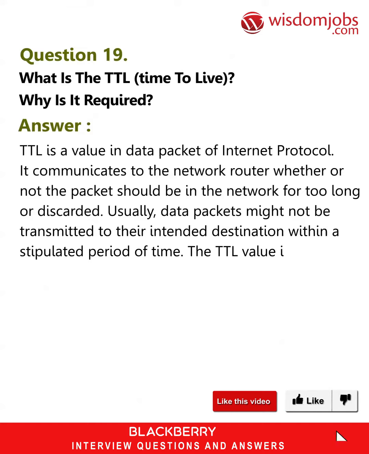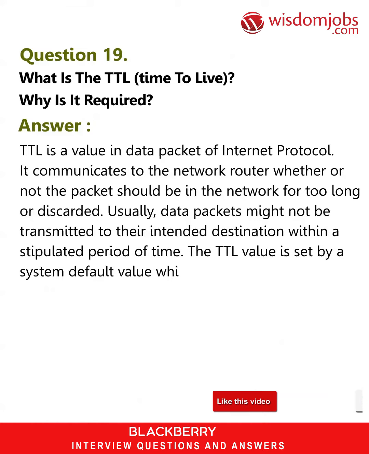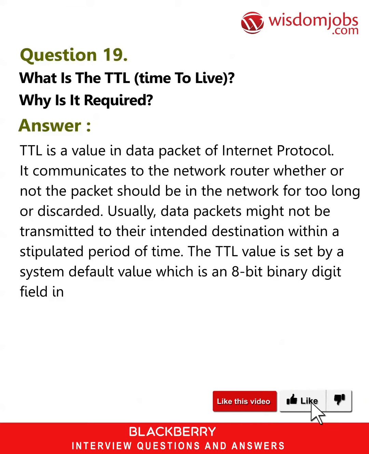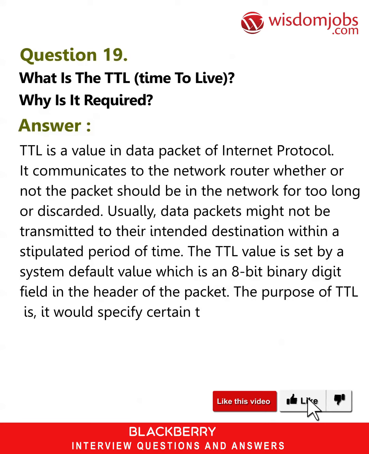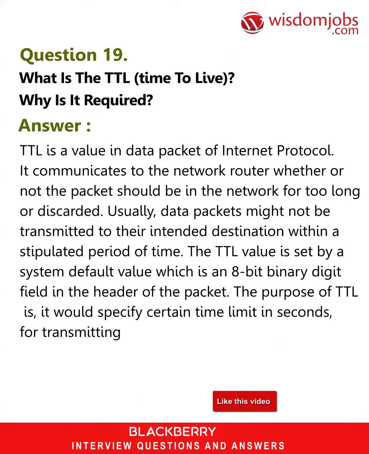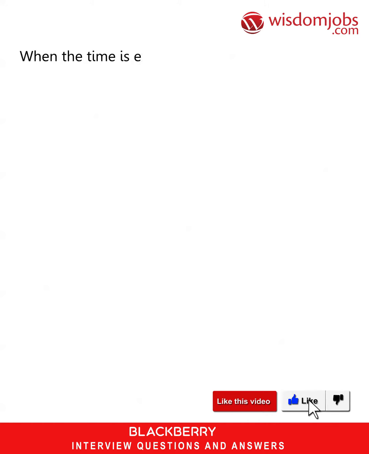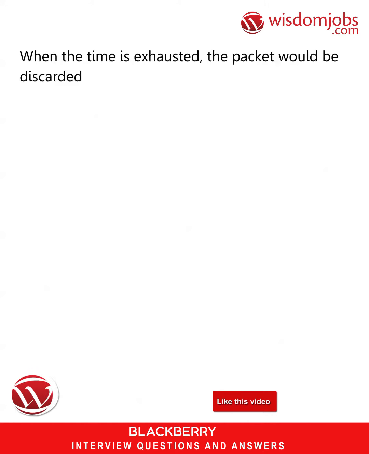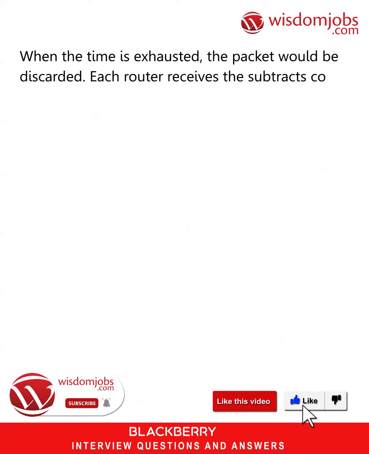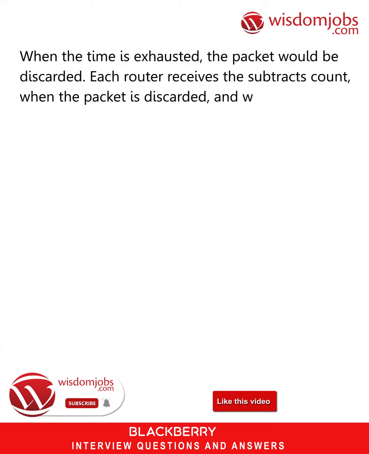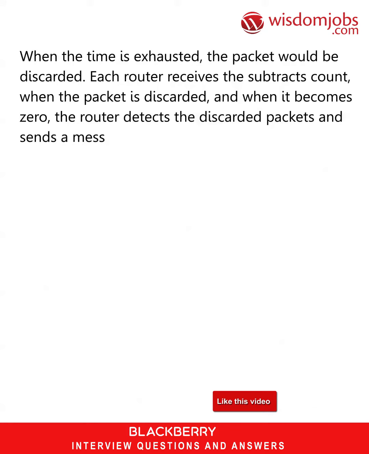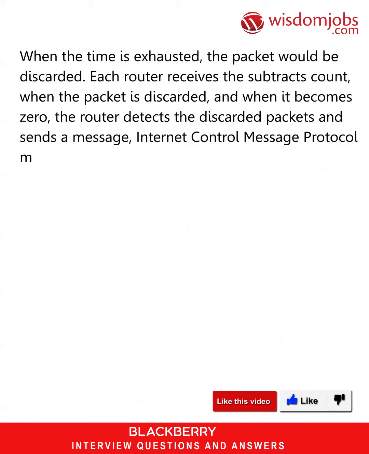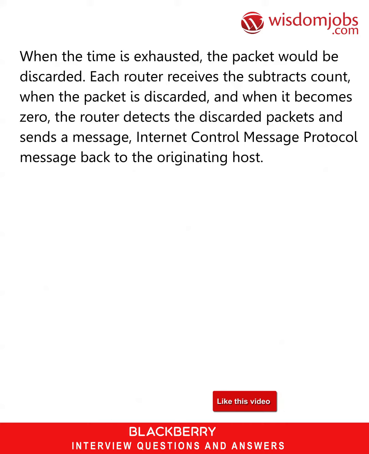The TTL value is set by a system default value, which is an 8-bit binary digit field in the header of the packet. The purpose of TTL is that it specifies a certain time limit in seconds for transmitting the packet. When the time is exhausted, the packet would be discarded. Each router receiving the packet subtracts from the count, and when it becomes 0, the router detects the discarded packet and sends an Internet Control Message Protocol message back to the originating host.